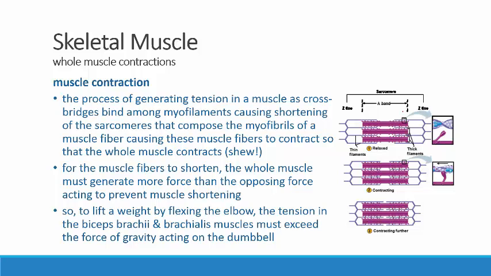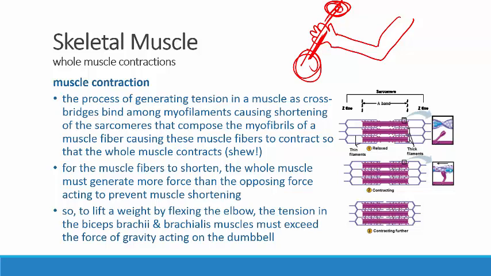In order for the muscle fibers to shorten, the whole muscle must generate more force than whatever the opposing force is, the work that the muscle is doing. I know that's a little confusing, so let's get a picture. Of course, you gotta love my awesome drawings. Hopefully you recognize that that's an arm, and in this hand we're gonna put a dumbbell.